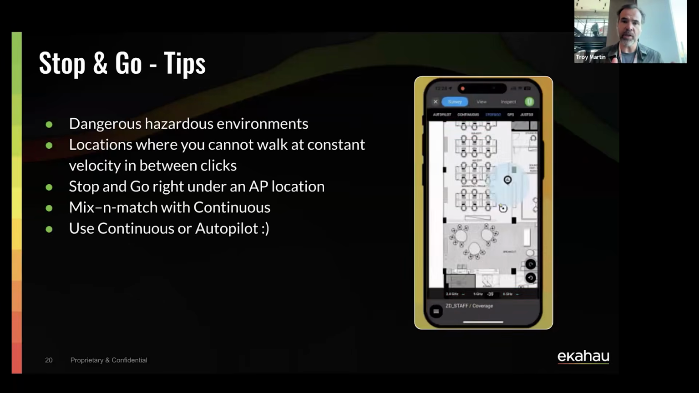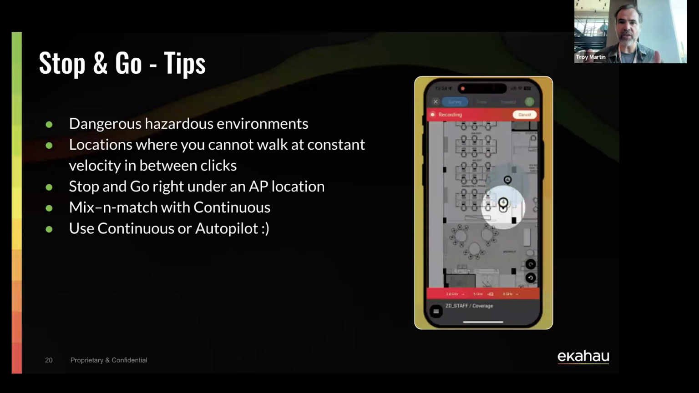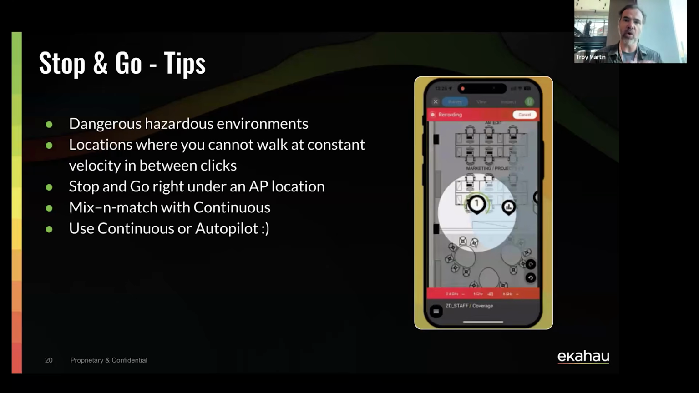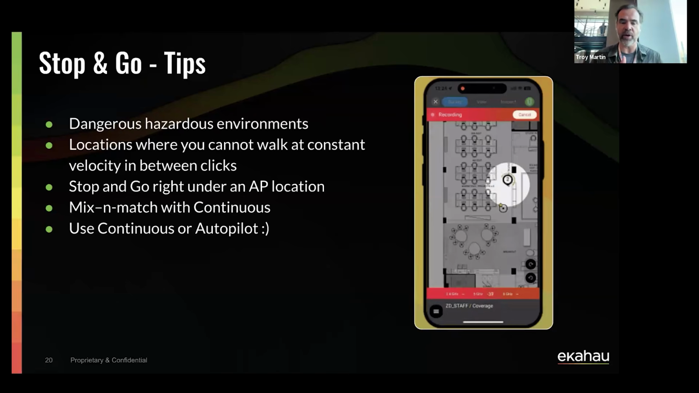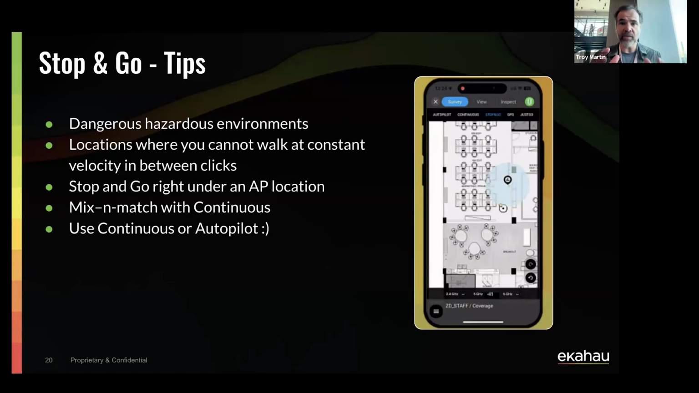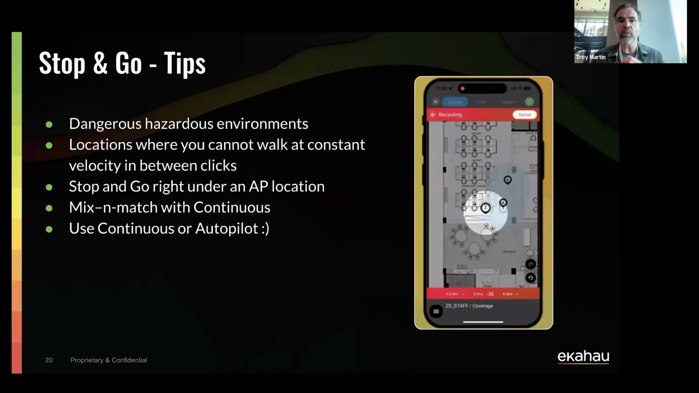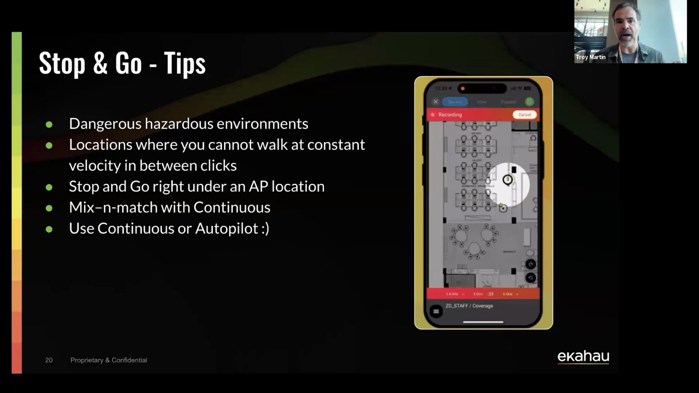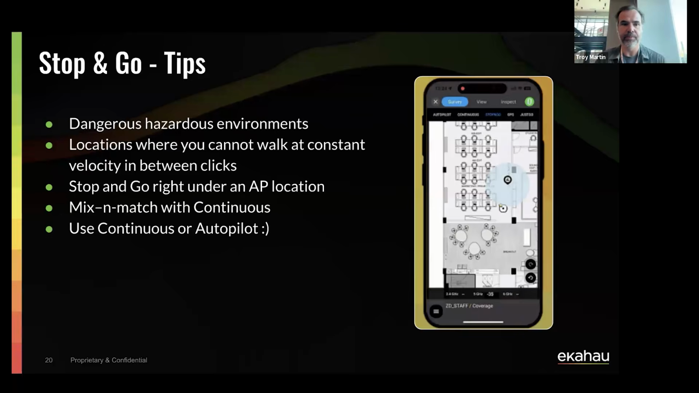Now, the cool thing with stop and go is you can mix and match that with our other survey techniques like continuous. So you can do both a continuous survey and a stop and go within the same floor plan, within the same project, right? So stop and go does have advantages in those kinds of unique situations, but we would recommend that you pick one of the other survey methods like continuous or autopilot. So why don't we talk about those next?